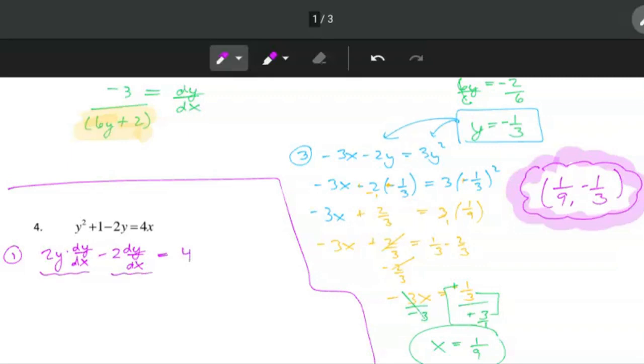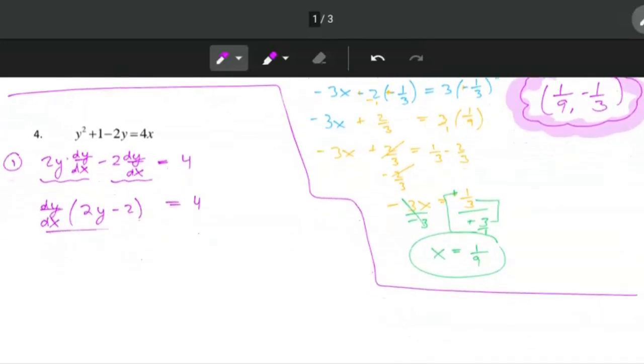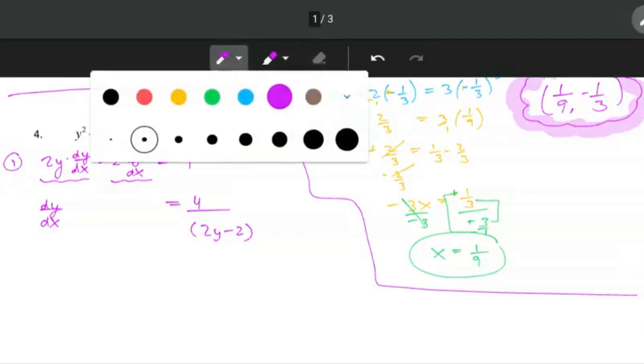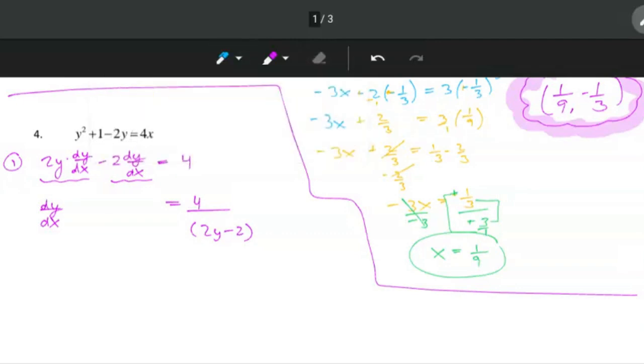Both of these terms have a dy dx in common, so we could factor that out. So we're left with 2y minus 2 equals 4. All right, and to get the dy dx by itself, we divide both sides by 2y minus 2. And those 2y minus 2's cancel, and I'm just going to erase them. This is our dy dx. We said if we want a vertical tangent, our derivative, dy dx, or our slope, has to have 0 in the denominator. So step 2 is taking this denominator right here and setting it equal to 0.